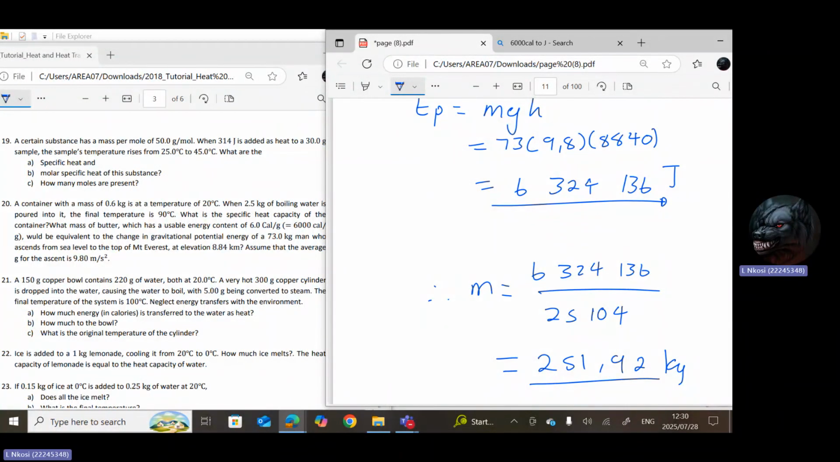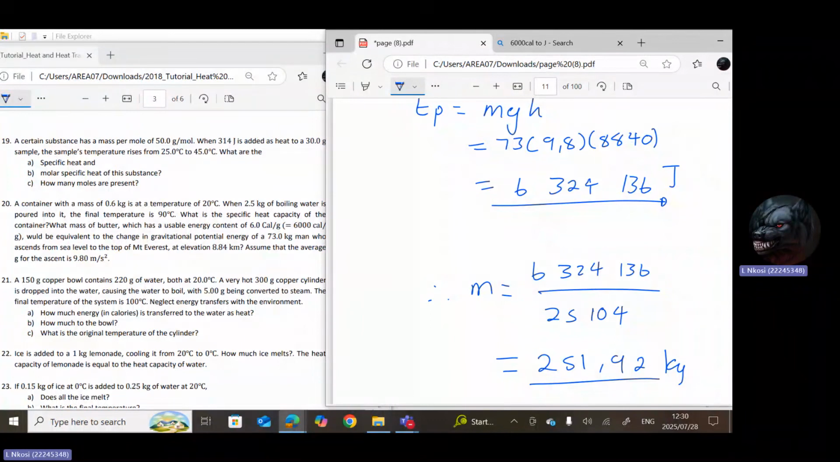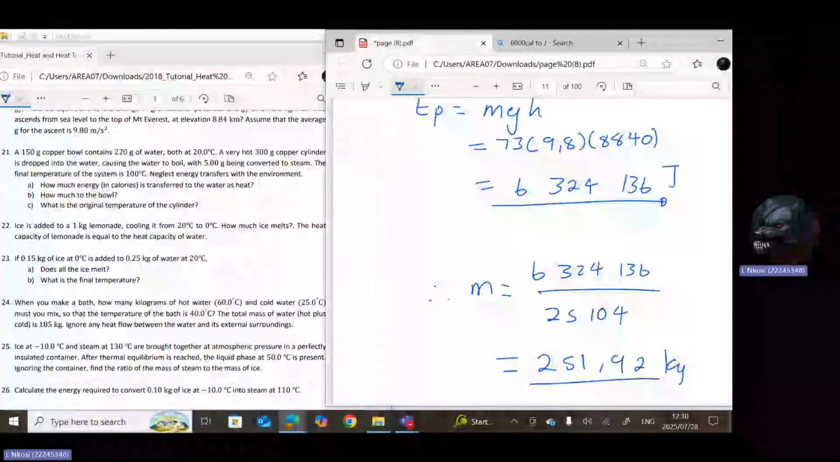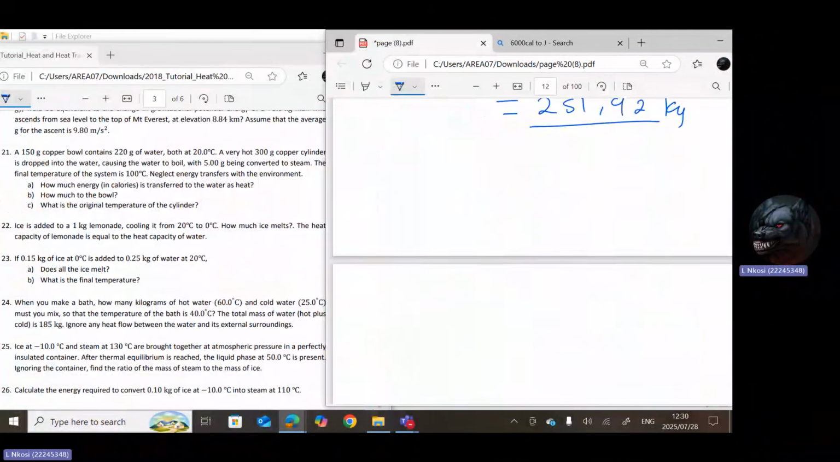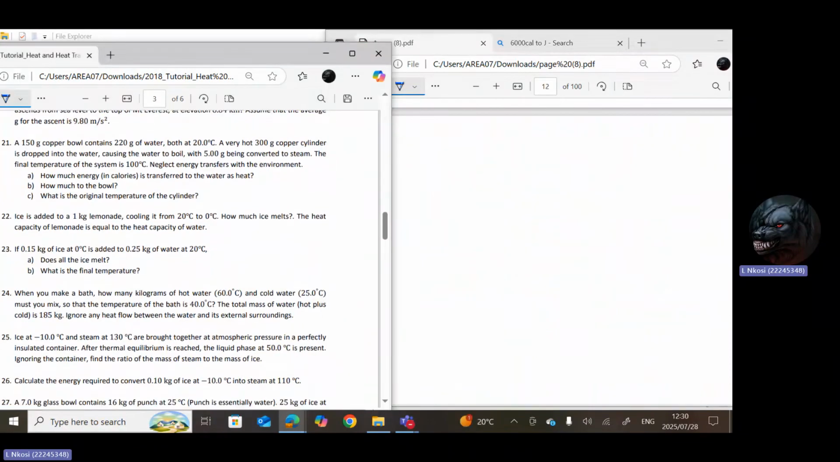Mount Everest is the highest mountain on earth. The highest point of elevation is Mount Everest. The deepest point is the Mariana Trench. All right, so that was number 20. Number 21.